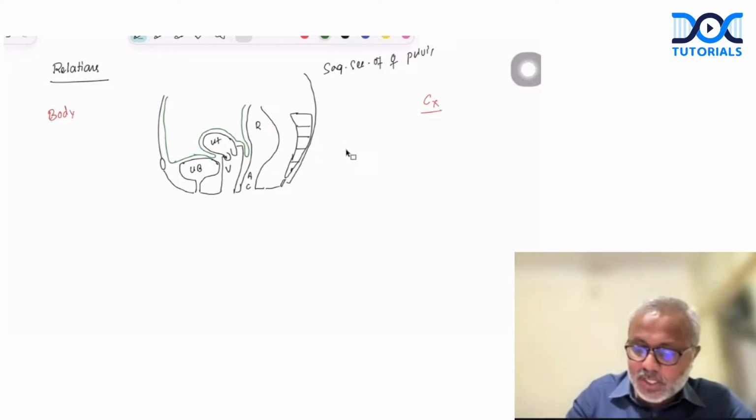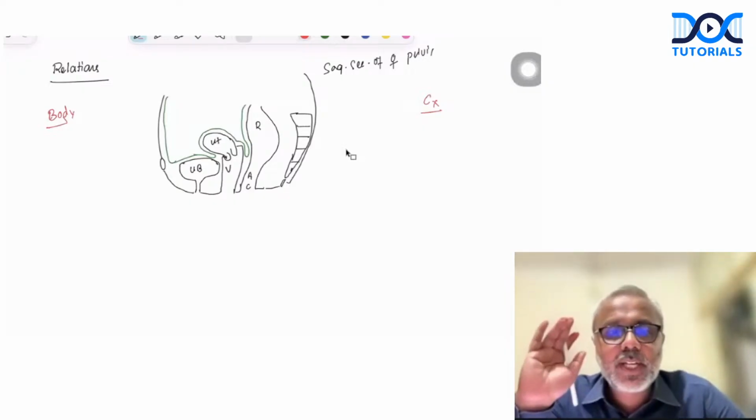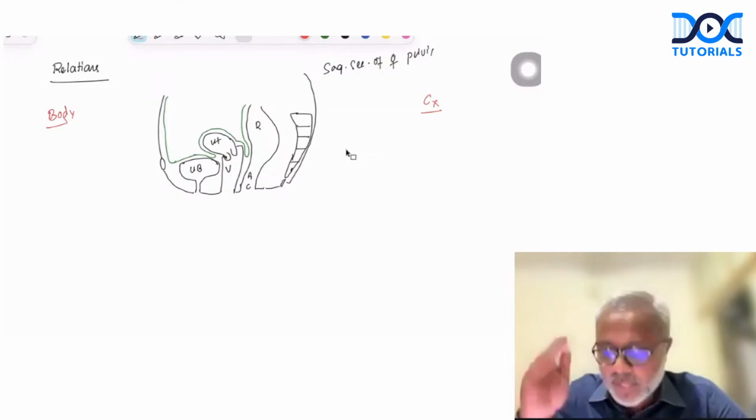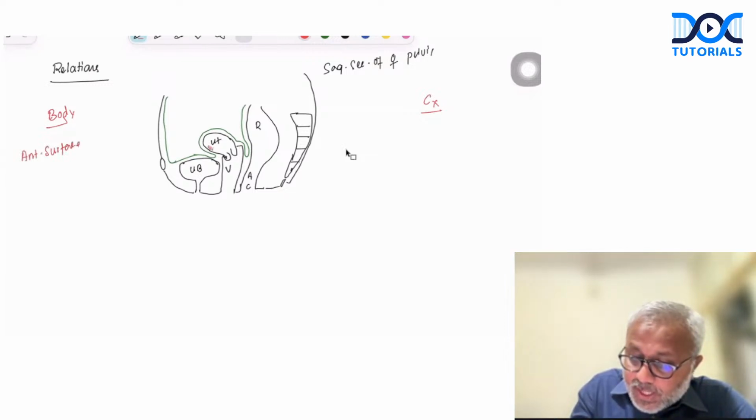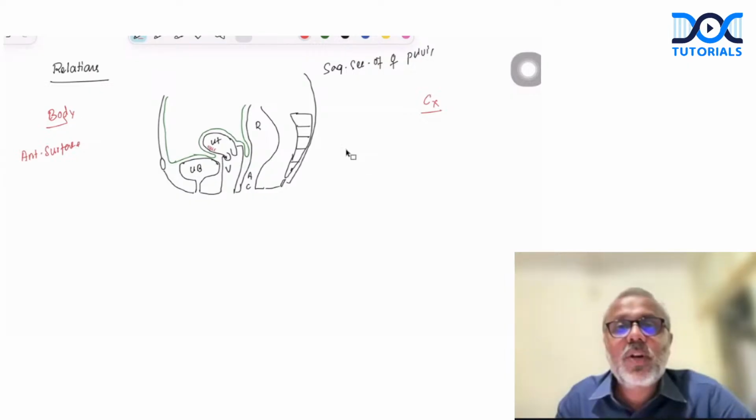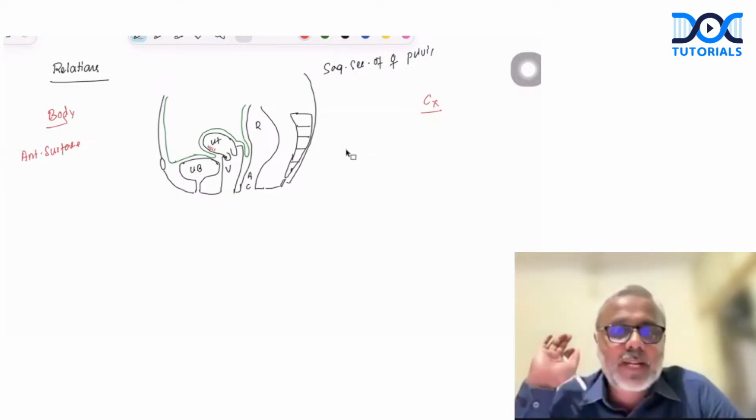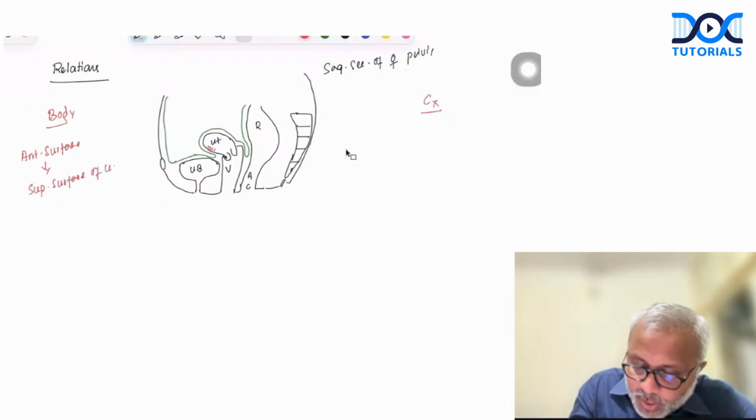Now let's talk about the relations of the body. How do we study the relations of the body? Remember the relations of the body of the uterus, right? Anterior surface. Done. So anterior surface, let's begin with what is it related to? This is the anterior surface. Now what is it related to? Anterior surface rests on the superior surface of urinary bladder. So anterior surface, what is the relation? Superior surface of urinary bladder.